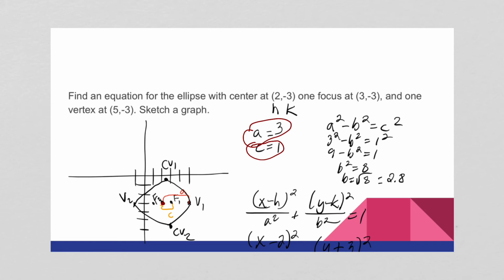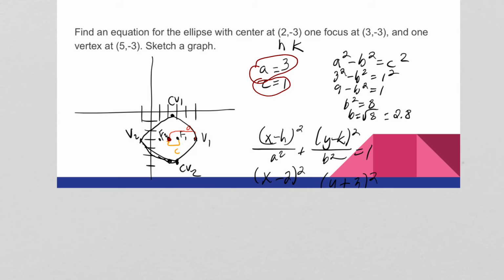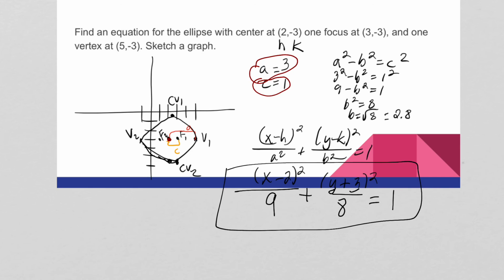This is kind of off a little bit right here. It should be more over this way. My picture's not that great. And I know it's again going horizontally, so I am using my (x minus h) squared over a squared. On this one here, my a squared is 9. And then my y plus 3, right? Because it's minus (-3). And the b squared is, what do we get? 8, to equal 1. So there's the equation for this ellipse.